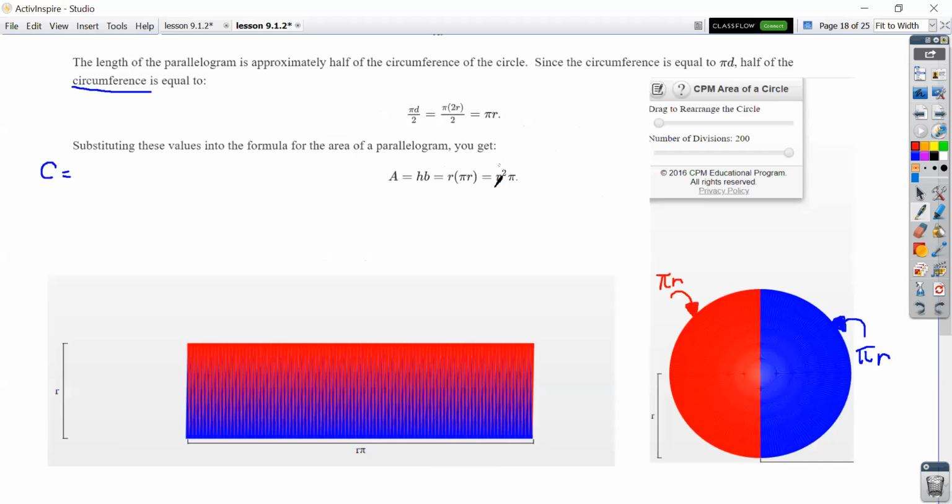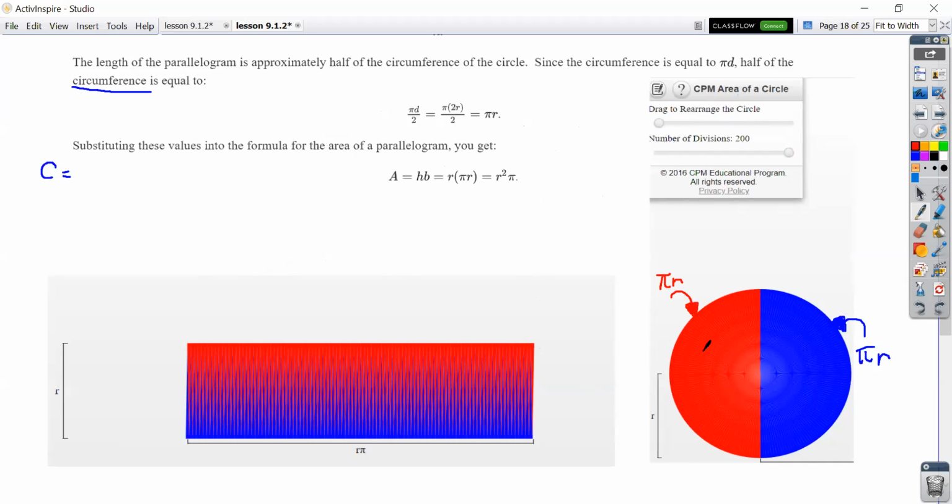And now, if you use the CPM ebook online, you can go ahead and cut it into 200 pieces, and drag it to rearrange the circle. This is what it looked like, okay? So from here, we are going to find out what is the area of the circle.